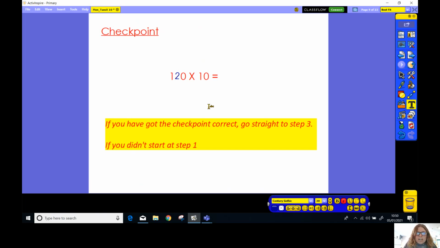Right. What is 120 times 10? Pause the video now and have a go at that. Well done. 120 times 10 is 1,200. Because 100 times 10 equals 1,000, and 20 times 10 equals 200. And when I add those two together, I have 1,200.